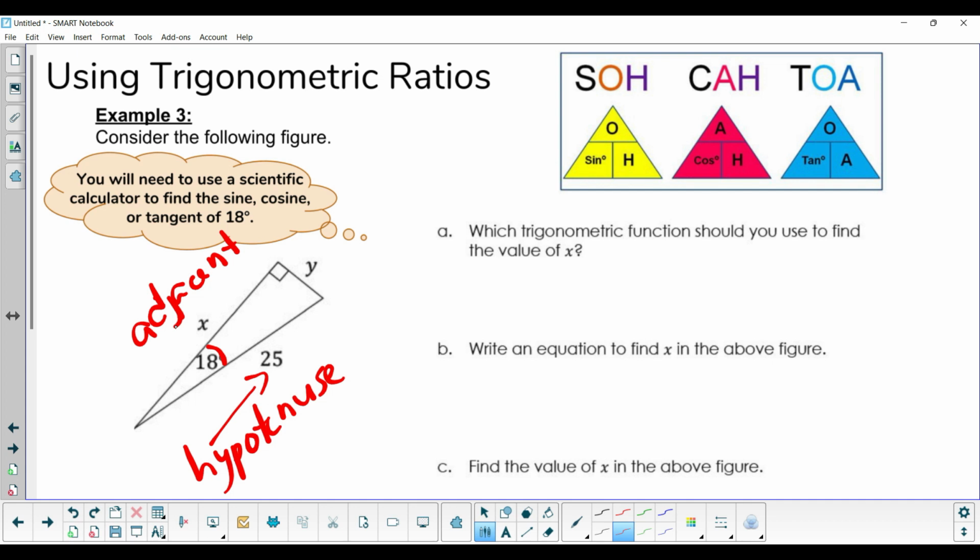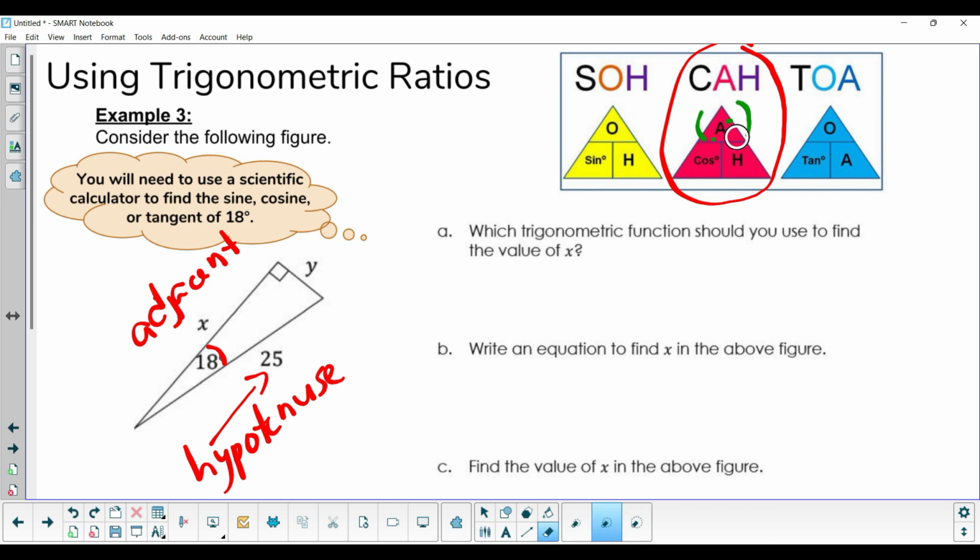Okay? So what trigonometric function should you use? You have to use the one that has the adjacent and the hypotenuse. So we're going to use cosine. We have the triangle in there that we're going to use. And then it says, write an equation to find x in the above figure. So you're looking for the adjacent. That's what you're looking for. So that's what you're going to cover, right? We're going to cover the adjacent with your hand.